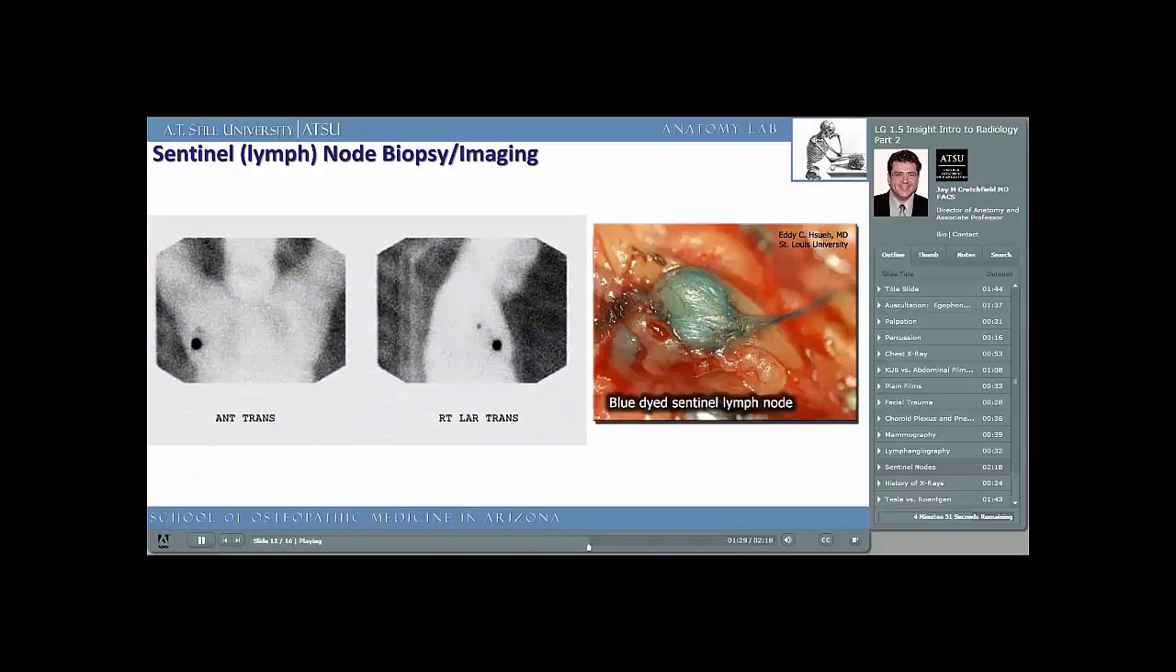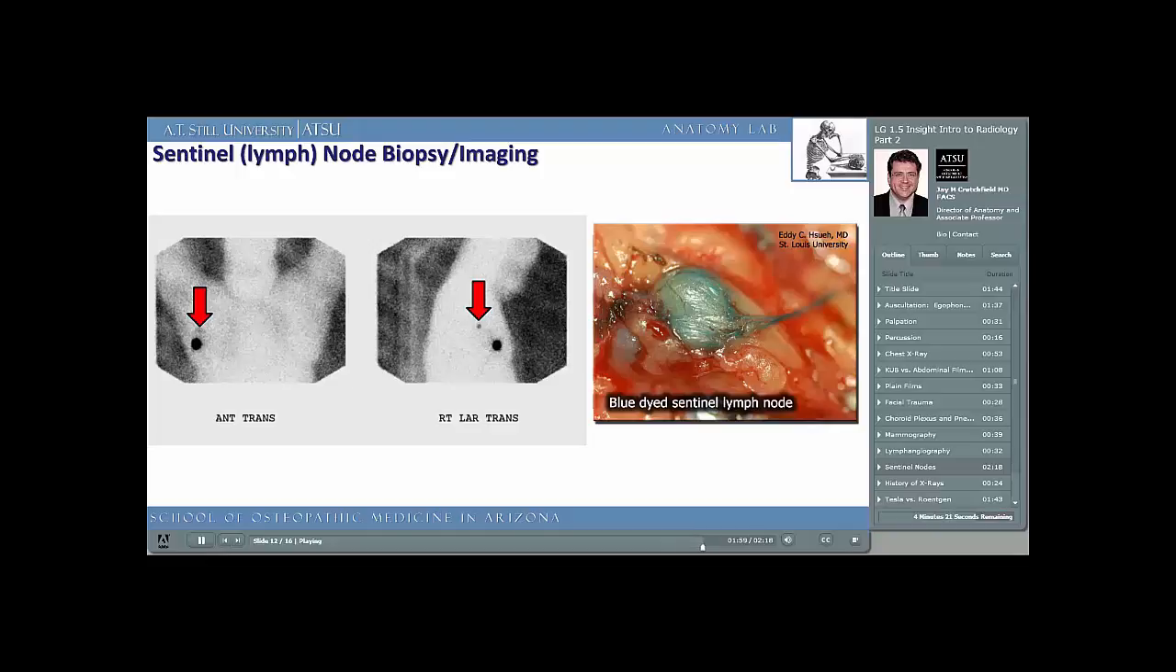In the operating room, the surgeon will use a Geiger counter to find the sentinel node. The Geiger counter is used to follow the radioactive lymphatics until a lymph node is found with the highest radioactive count. This is the sentinel node. It is removed and sent for pathological inspection to see if it contains cancer cells. If it does, it's a sign that the cancer has attempted and may be successful in metastasizing throughout the rest of the body.